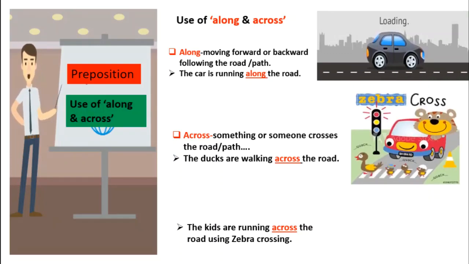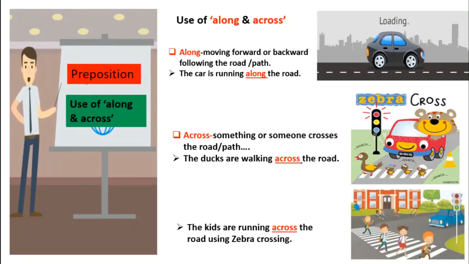Now the use of across. When something or someone crosses the road or path, we use preposition across. Like the ducks are walking across the road. Or we can also say the kids are running across the road using the zebra crossing.